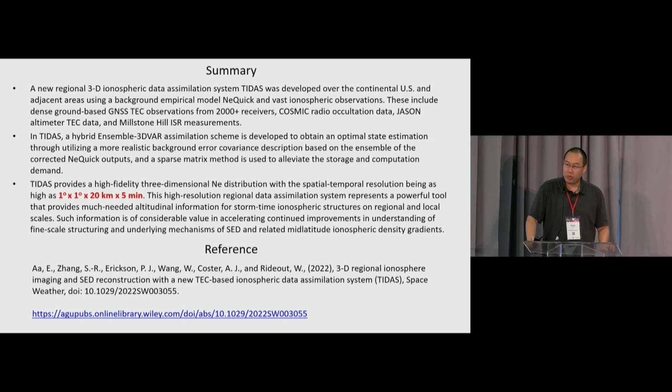As a summary, we built a new regional TEC-based ionosphere data simulation system, and we provide high resolution, 1 degree by 1 degree by 20 kilometers by 5 minutes, regional data simulation products to represent the mid-latitude density gradient structures. In the future work, we're going to keep testing this model, improve the model accuracy by including more ionosphere data sets, and we can also test its forecasting ability. If you have more questions, feel welcome to check this recent publication. Thank you.